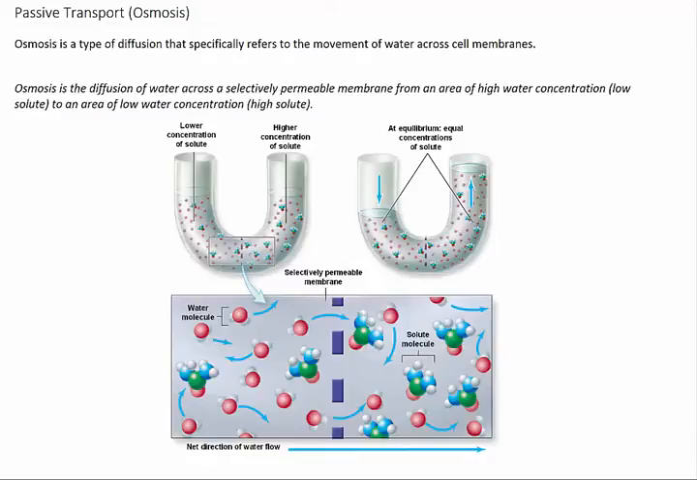not. And if the concentration of water molecules inside the cell is lower than the concentration outside, water will diffuse into the cell until a balance or equilibrium is reached. And this process is called osmosis. And the definition of osmosis is the diffusion of water across a selectively permeable membrane from an area of high water concentration or low solute concentration to an area of low water concentration or high solute concentration.